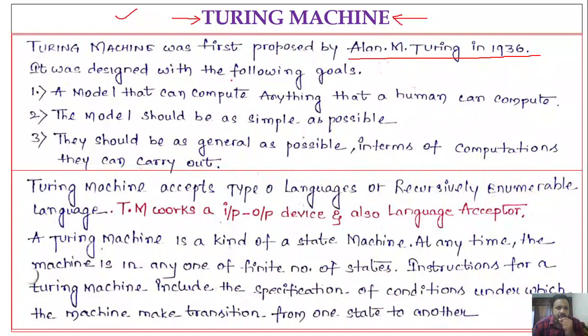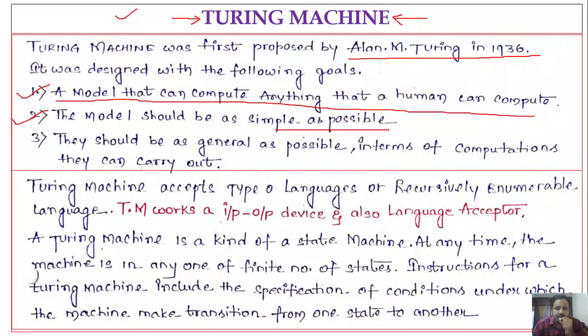The Turing machine was designed with the following goals. The first one is a model that can compute anything that a human can compute. This is the point I was mentioning, that the Turing machine can perform any computation that can also be performed by a human being. Next, the model should be as simple as possible. So the Turing machine was designed by considering this second point: it must be a simple model, and it should not be a complex one.